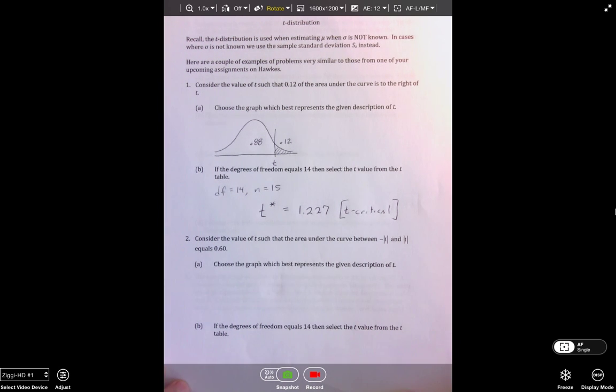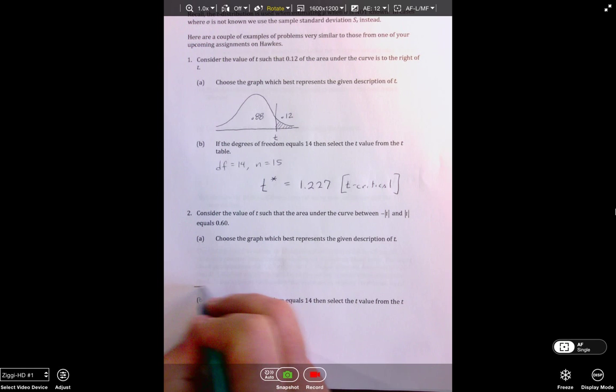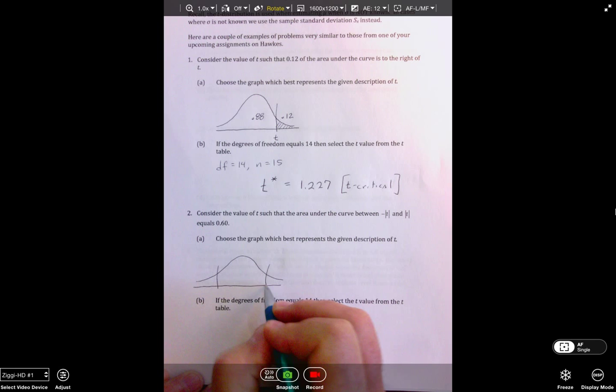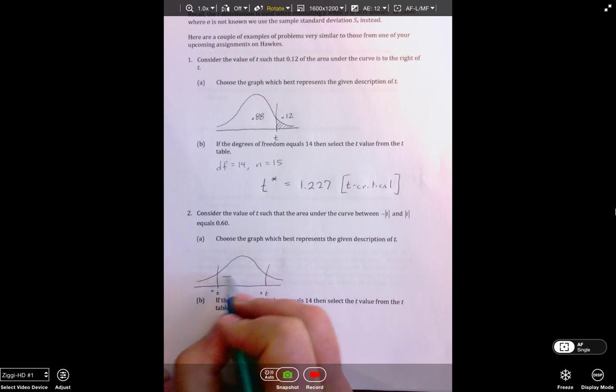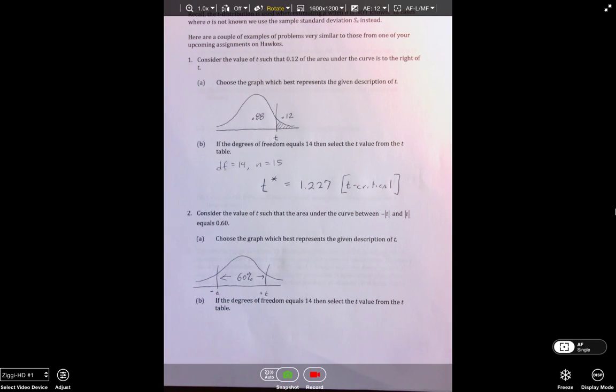All right, gang. Let's look at number 2. This is another type of question you're going to run into on Hawks, and it's a little bit more confusing because it gets into this scientific notation stuff. So consider the value of T such that the area under the curve between negative T and positive T equals 0.60. Now guys, all that's saying is we have our T distribution, and from negative T to positive T we have 60% of our area under the curve there.